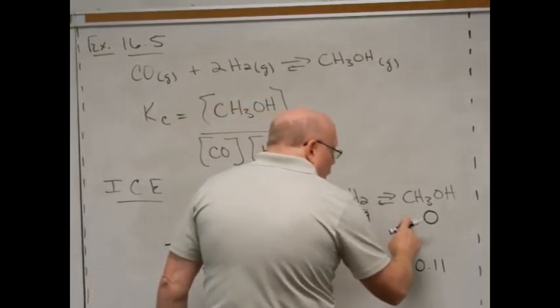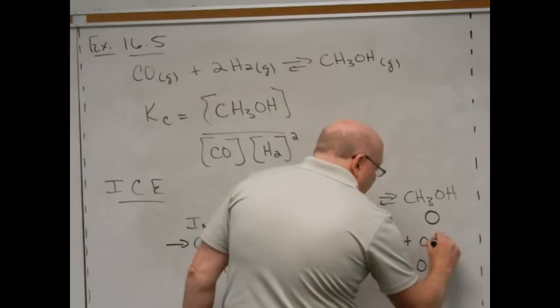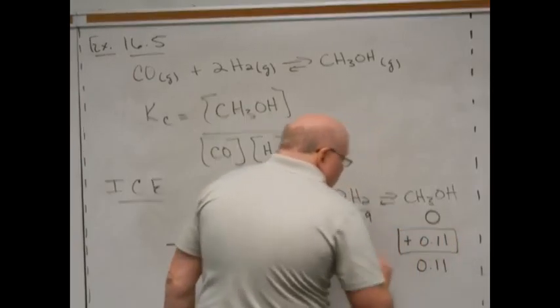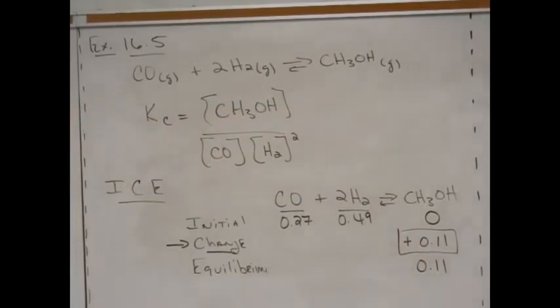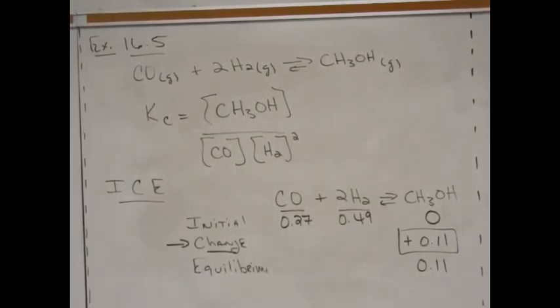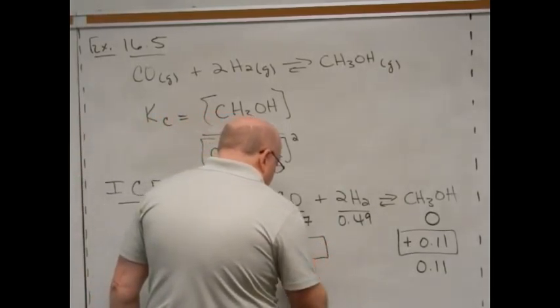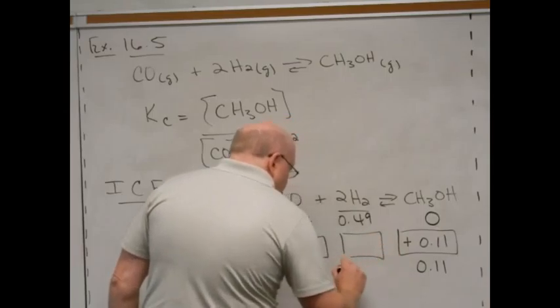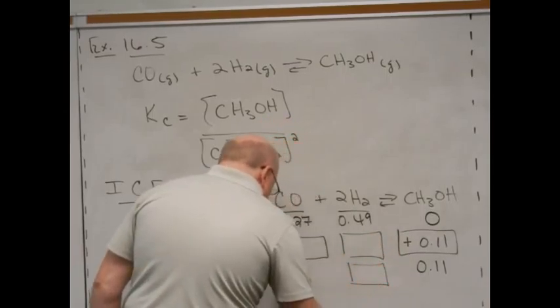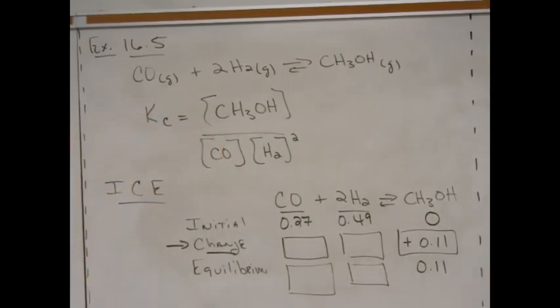If this started at 0 and ends at 0.11, the change in this one has to be plus 0.11. That's the only way to get from 0 to where we're at. When you have that, we then have to figure out what we're going to put in the other boxes. Because really, in the end, we need the equilibrium line, because that's what's going to go in the expression we just built. So let's take a look.